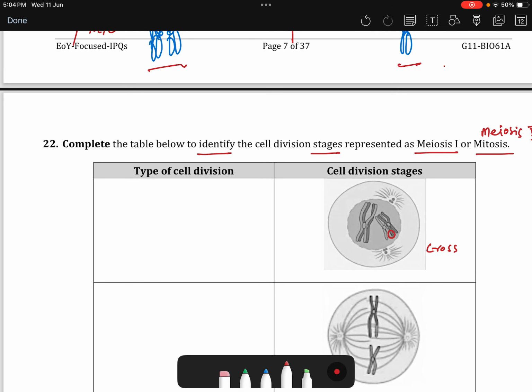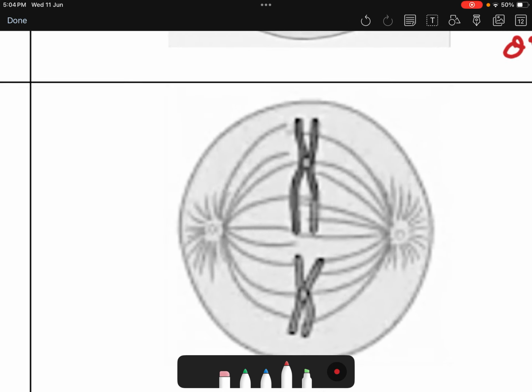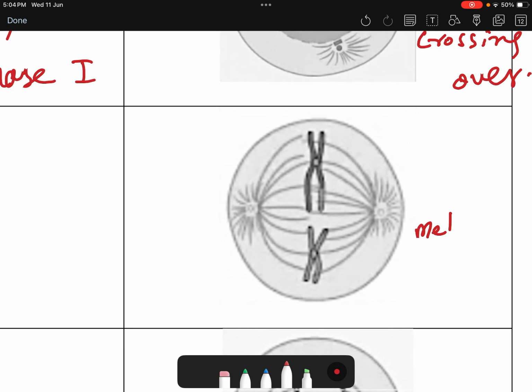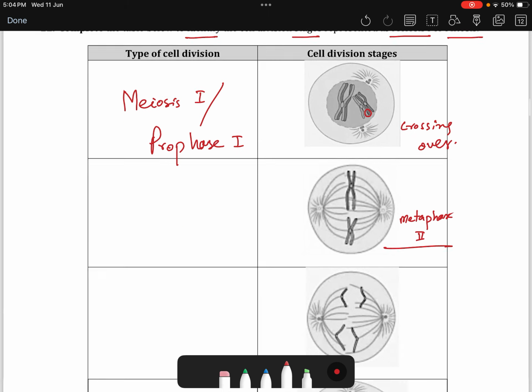Crossing over, right? They are doing crossing over. So where does the crossing over take place? Of course, in meiosis 1, or if you have to say the stage name, then it is prophase 1. Next one, this is what happens in metaphase 2. That's what I was telling you, metaphase 2. And metaphase 2 is the same as mitosis. They didn't ask you to say meiosis 2, so we say it as mitosis.